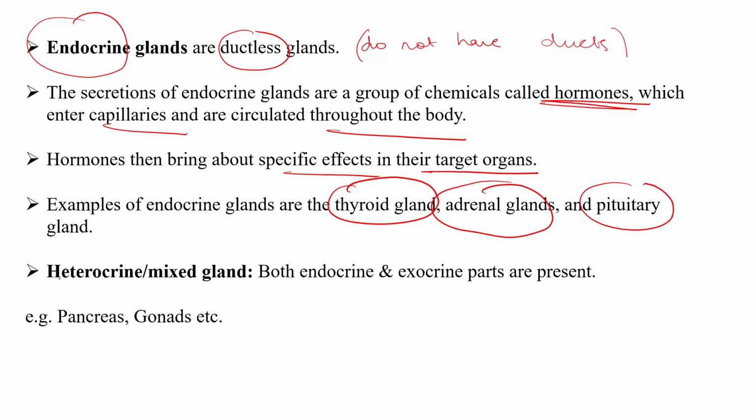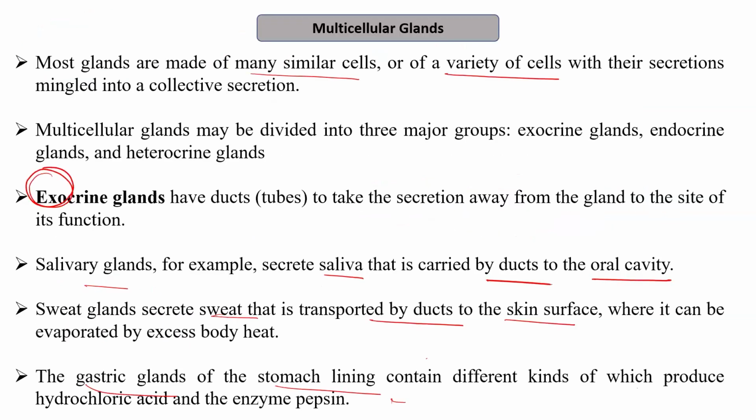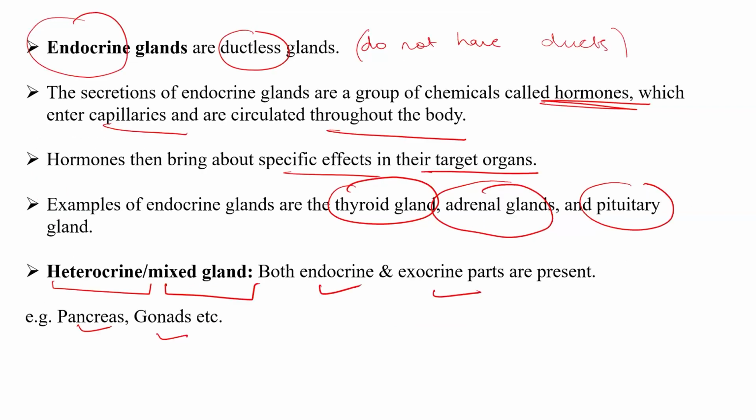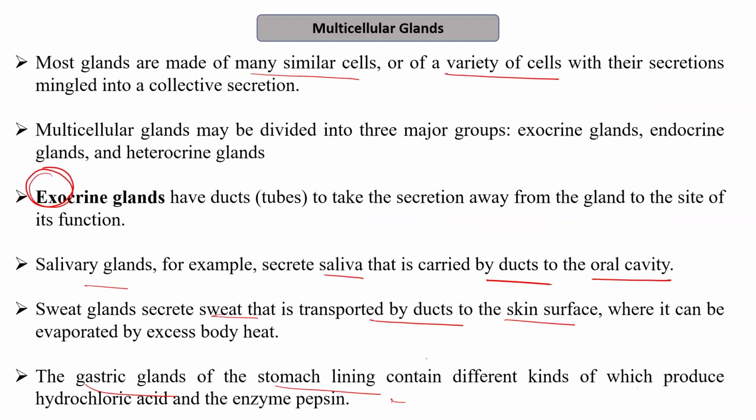The last type of gland is the heterocrine or the mixed gland that has both endocrine and exocrine parts. For example, the pancreas and gonads secrete certain chemicals that are ductless and certain compounds which are secreted with the help of the ducts. If I talk about the pancreas, it secretes certain compounds that are released into the body with the help of the ducts, while there are certain hormones like, for example, insulin, which is the endocrine part of this gland. So these glands are nothing but modified epithelial tissues.